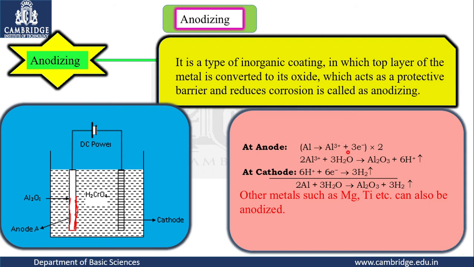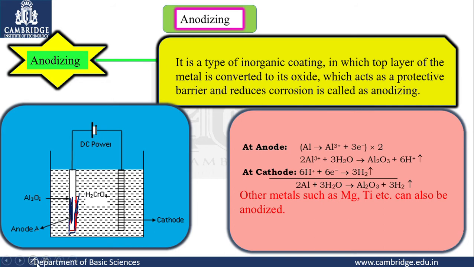Later, the aluminum ion so formed picks up the water present in the electrolyte to form Al2O3 and releases 6H+. So in a short span of time, the top layer will be getting converted to Al2O3.